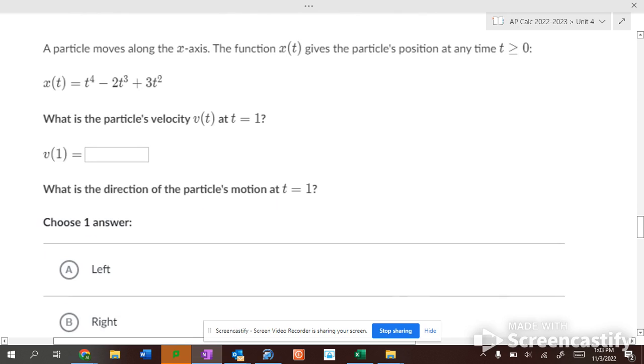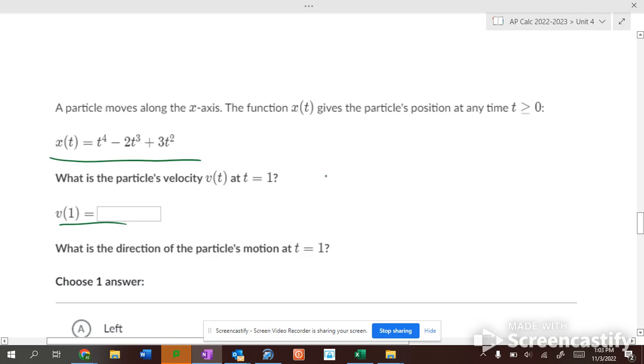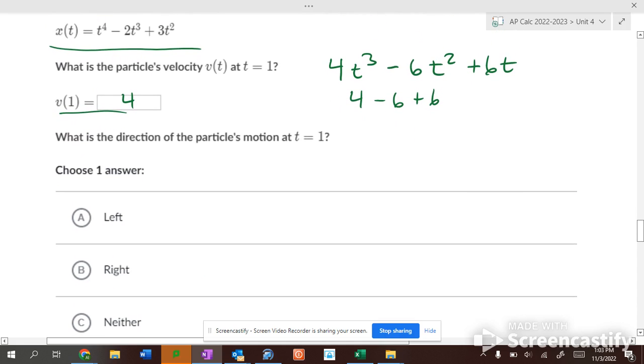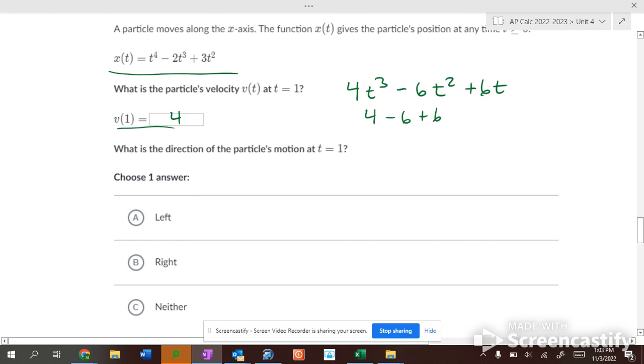Okay, let's look at another one. Particle moving. T to the fourth minus 2t squared plus. So this is its position function. So we want to know its velocity at 1. So what do we have to do with the position function? First derivative. So the first derivative is 4t cubed minus 6t squared plus 6t. If we slap in a 1, we get 4 minus 6 plus 6, which is 4. The velocity is 4. What direction is it going? Right, left, or neither? Well, when velocity is positive, we think of it going to the right. Velocity negative, it's going to the left. Okay?